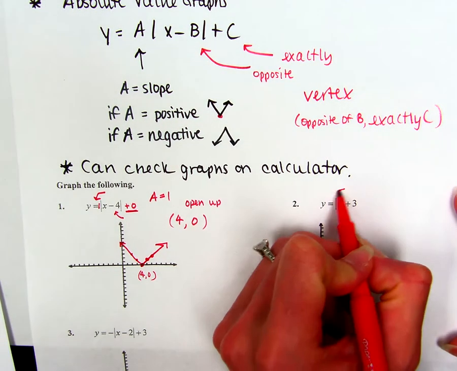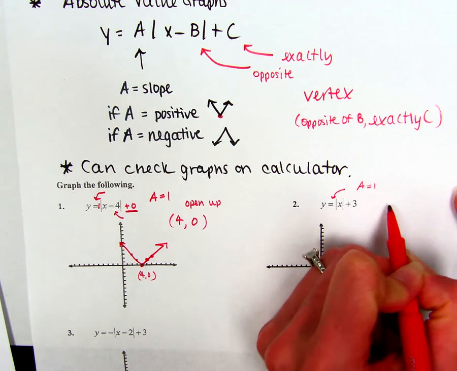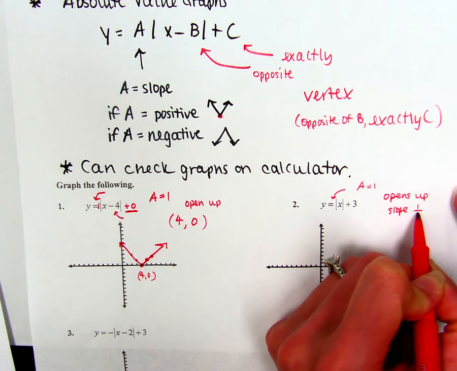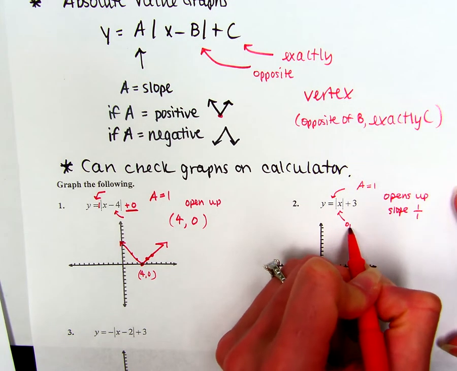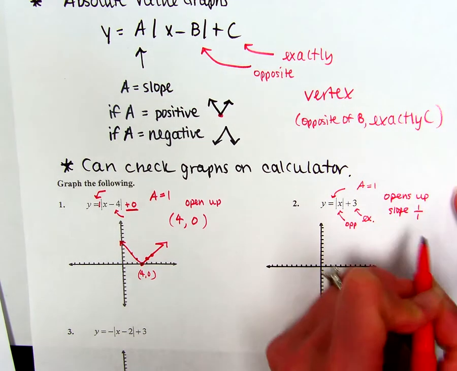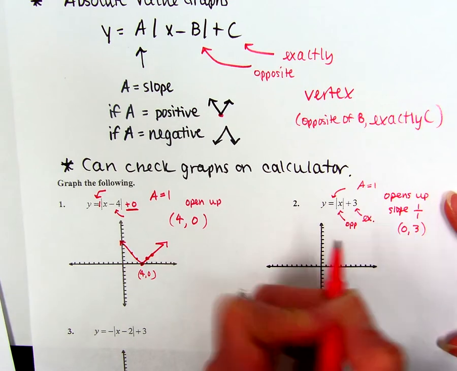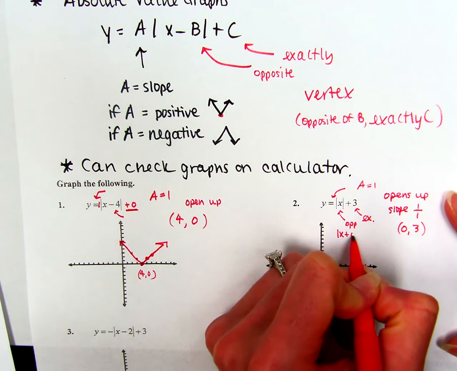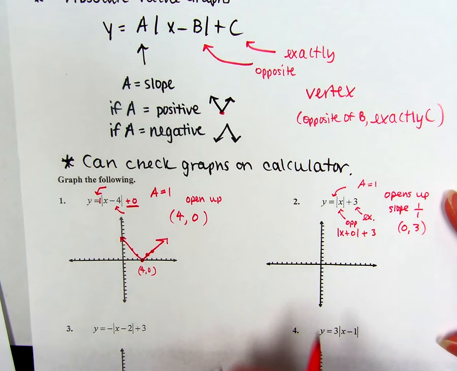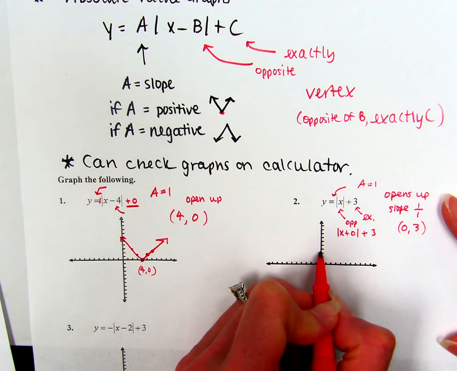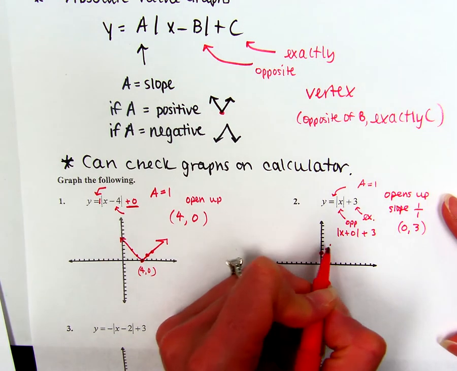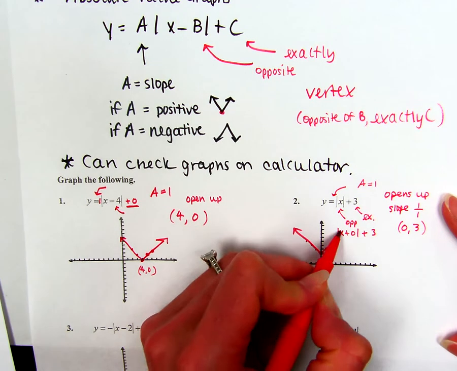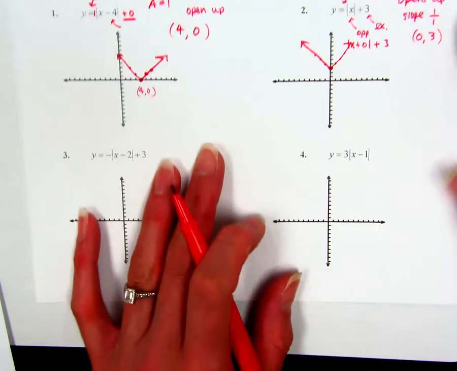All right, so we're going to keep going. Number 2, look at your A. A equals 1, so that tells me that it opens up, and my slope is 1 over 1. Okay, now I need to do the opposite of this number and exactly this number. So it's 0, 3. Now the reason why it's 0 is because this is the same as seeing absolute value of x plus 0, then plus 3. All right, so I'm going to find 0, 3. I'm going to go up 1 over 1, make a couple points to the up and to the right, and make a couple points up and to the left. And there's my graph.